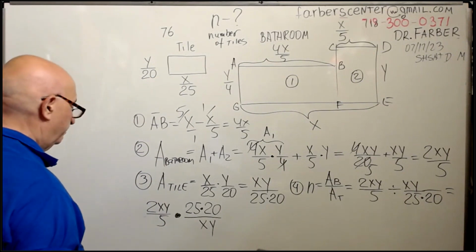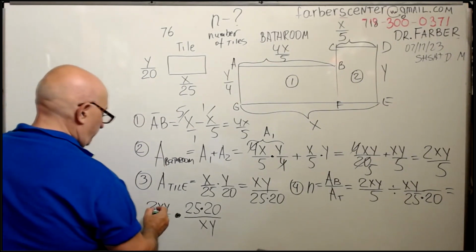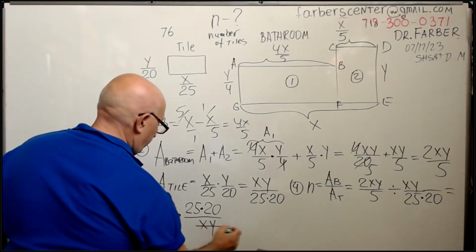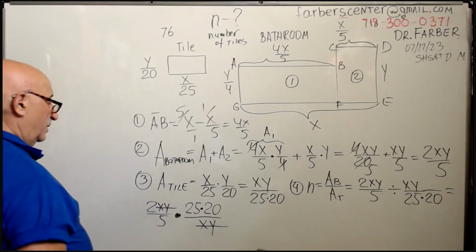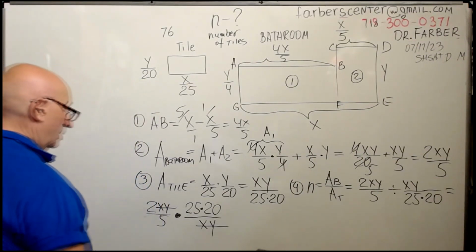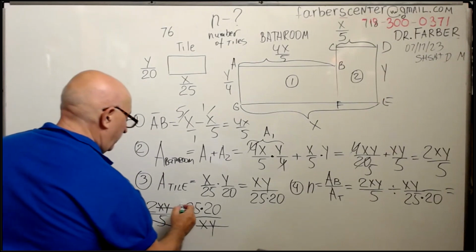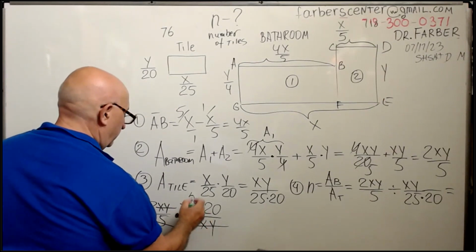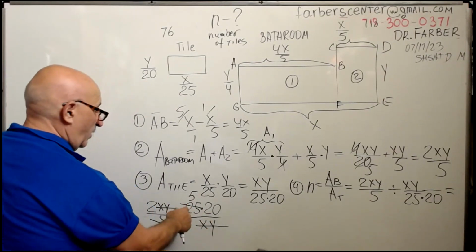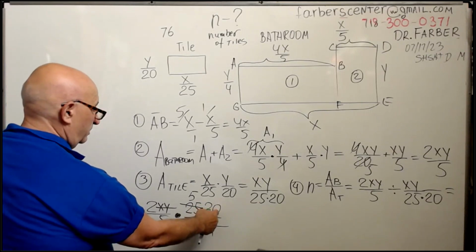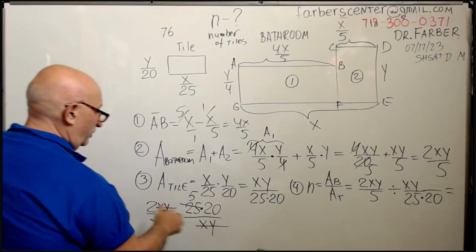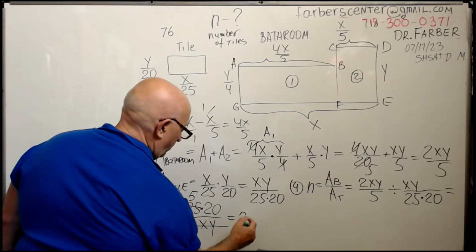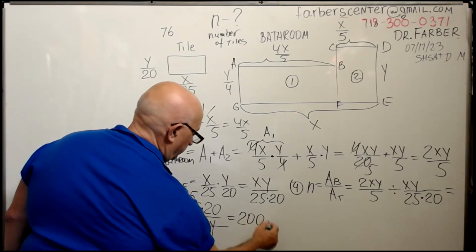Okay. Now what we're doing here, xy cancel out, right? 5 goes into 25, times 5 times 20, 100, multiplied by 2, 200. 200 tiles.